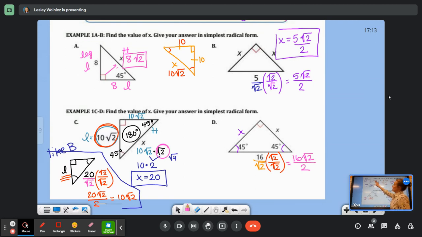Now, on example B, 5 was not divisible by 2, so I got to be done. There wasn't anything else I can do. But we know that 16 is divisible by 2. 2 goes in 8 times. So my final answer for my x is 8 root 2. Okie dokie.